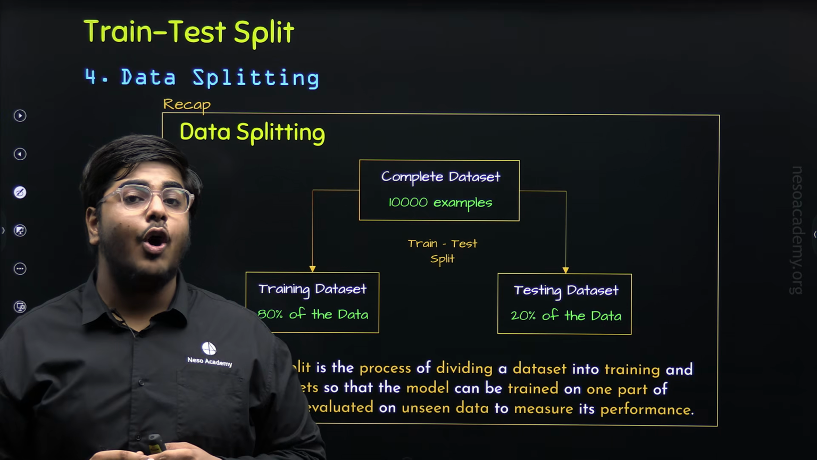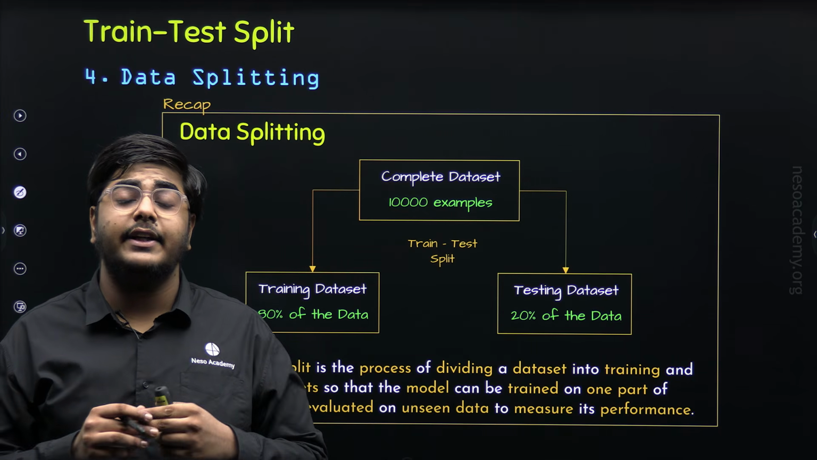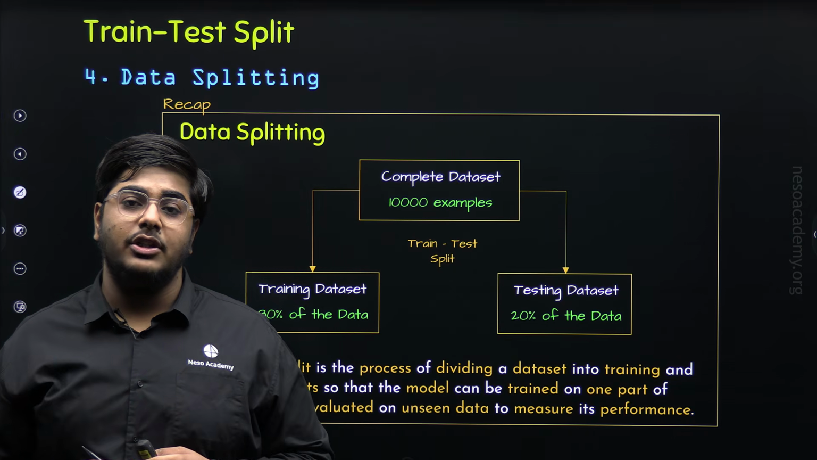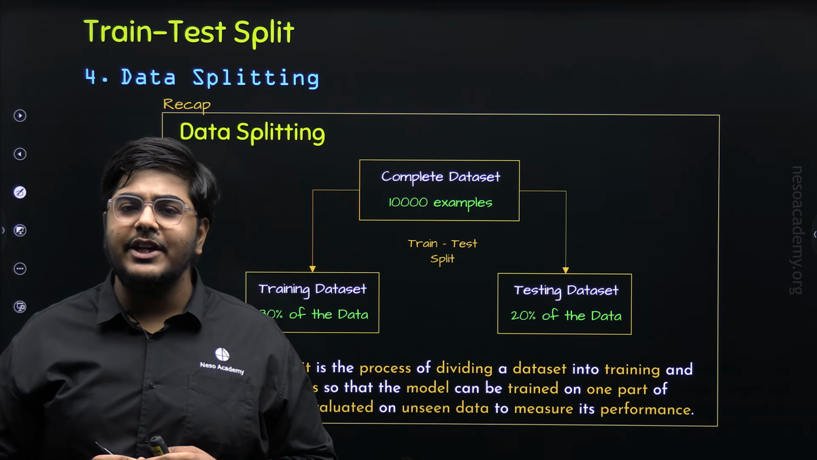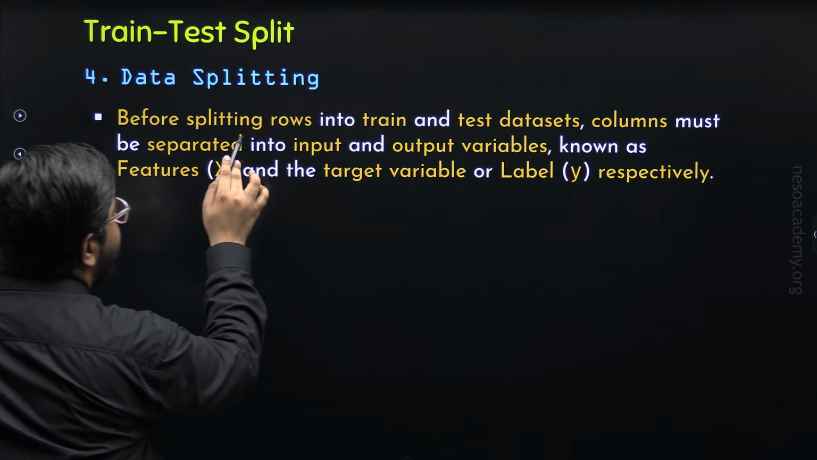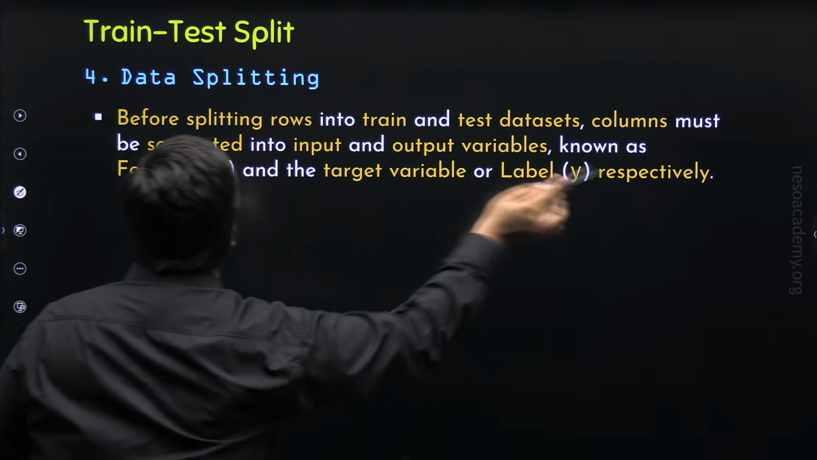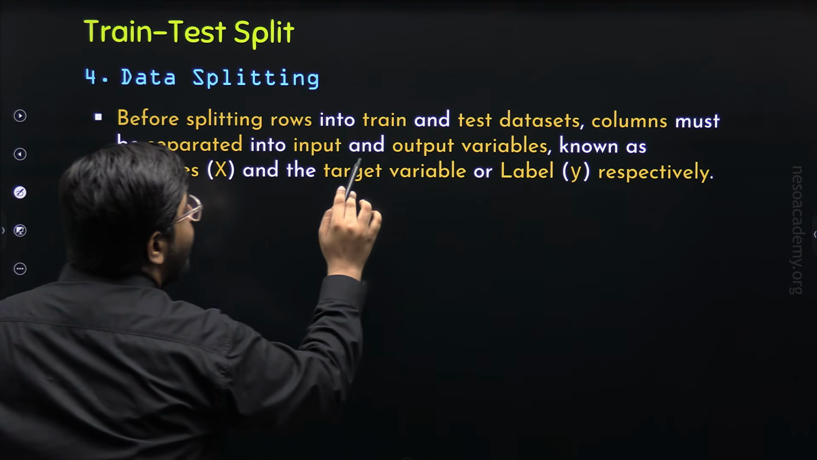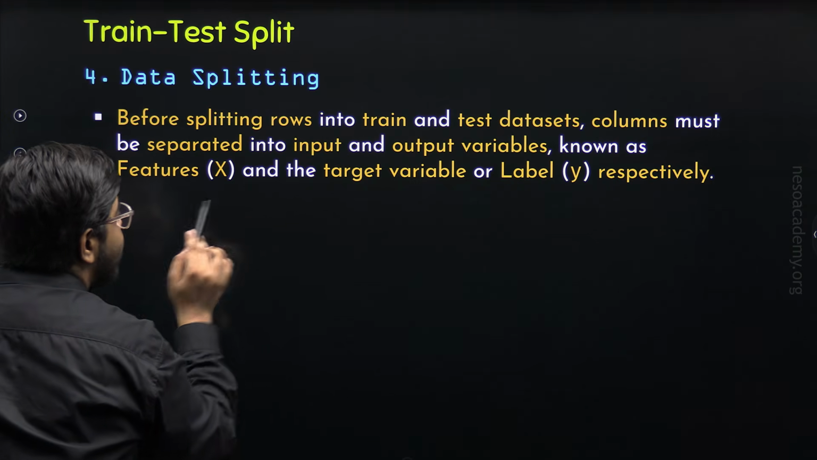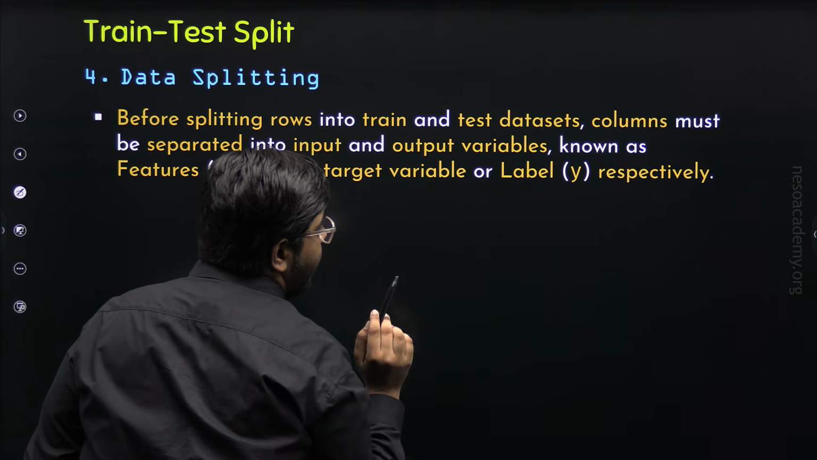Now there is one more operation that we need to perform before data splitting or train, test, split. The operation is feature label separation. What is feature label separation? Let's understand. Before splitting rows into train and test datasets, columns must be separated into input and output variables known as features X and the target variable or label y respectively.